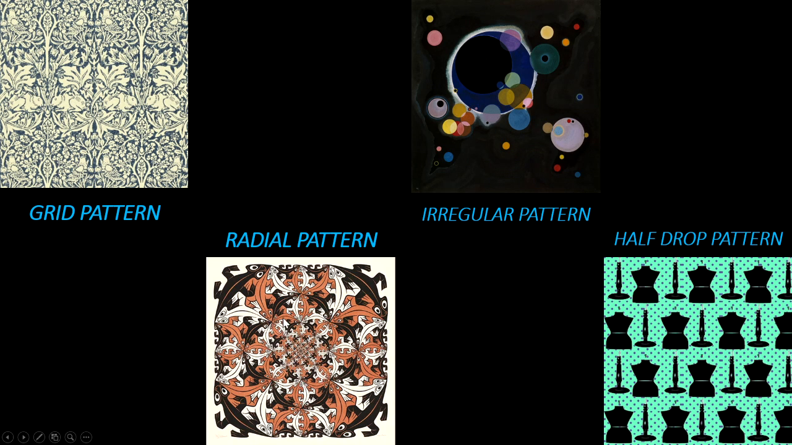Then down here you have a radial pattern, which simply means it repeats around a circle. Now, if you remember when we talked about balance, one of the forms of balance was radial balance. And so that's what's going on here. There's radial balance, but that radial balance is in a pattern. You can have radial balance without a pattern, but you need a pattern for it to be a radial pattern.